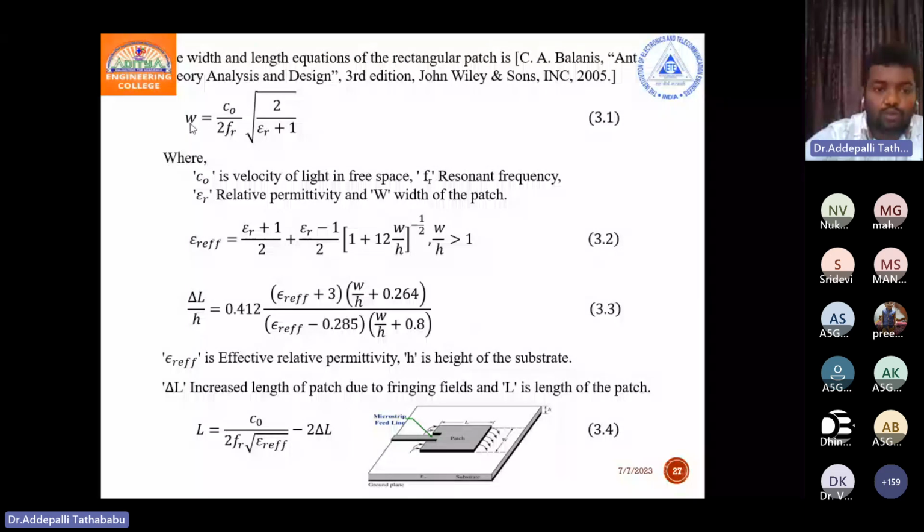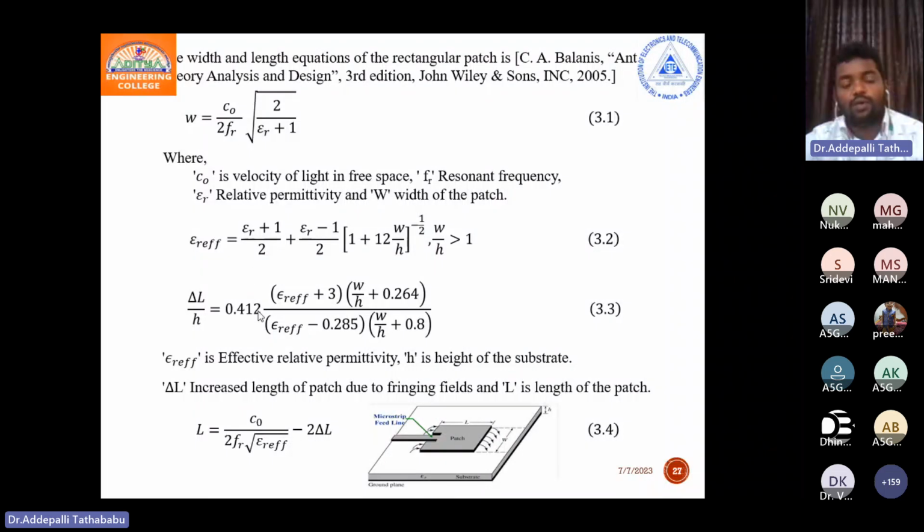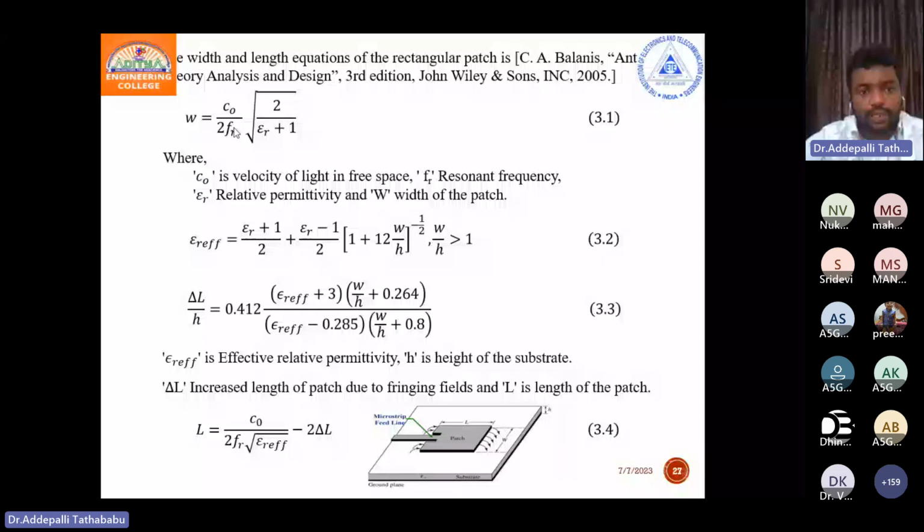This is the width of the patch. This is the rectangular patch. This is the length, and this one is the width of the patch. That width is equal to C0 by 2FR times the square root of 2 by (epsilon r plus 1). Suppose I want to design one antenna at 5 GHz, so FR, the resonant frequency, is 5 GHz. C0 is the velocity of free space, or the velocity of the electromagnetic wave. What is epsilon r? That is the relative permittivity of the substrate, the dielectric constant. Where C0 is here, FR is here, epsilon r is here, so now the width is easily calculated.